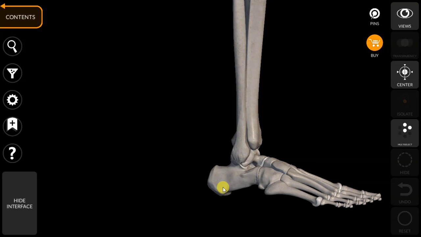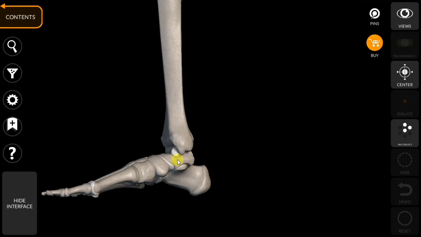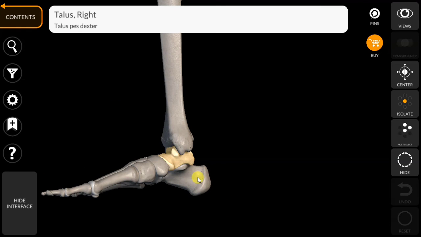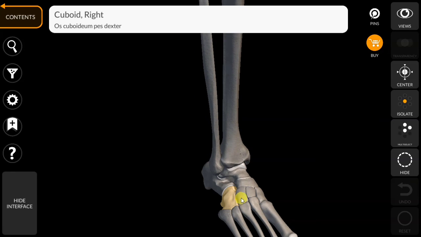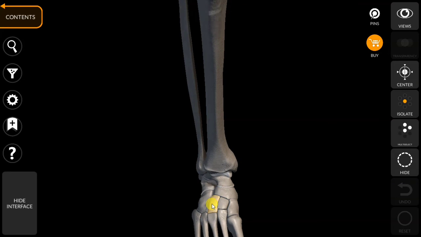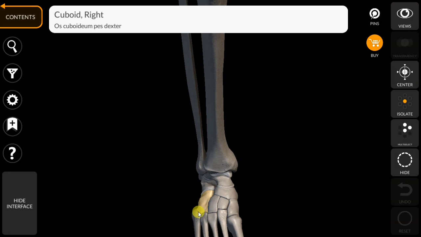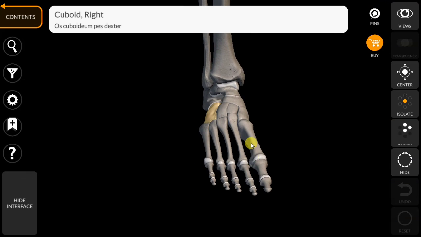Now there are some tarsal bones. These ones are the tarsal bones. The upper one is the talus, the lower is the calcaneus, there is a cuboid, navicular, and three cuneiforms: medial, lateral, and middle cuneiforms. So these are the tarsal bones, while the metatarsal bones are these ones: first, second, third, fourth, and fifth metatarsals. Now these are the phalanges.